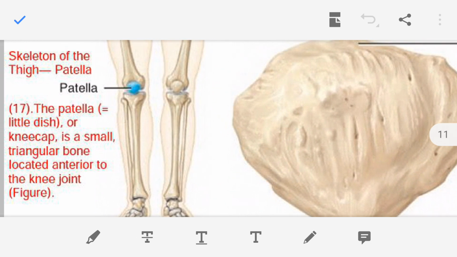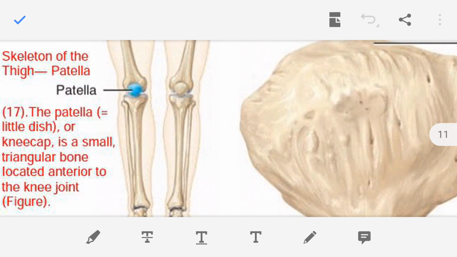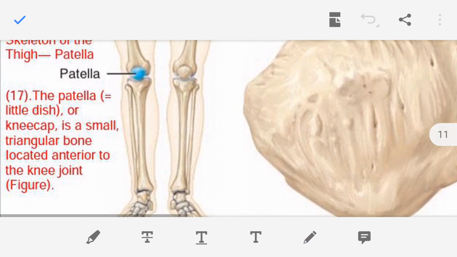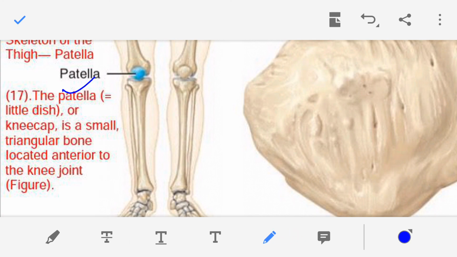Now with this we have completed the discussion of femur. Now I am discussing with you the patella. Now as you can see, the title, skeleton of the thigh, patella. First you observe the position of the patella, where exactly the patella is present and what is the shape of the patella. Now patella means little dish or the knee cap.